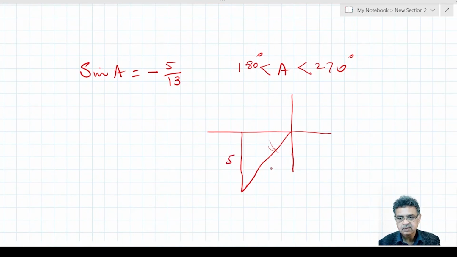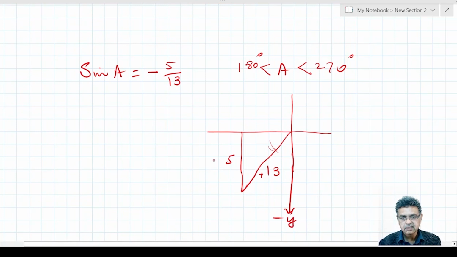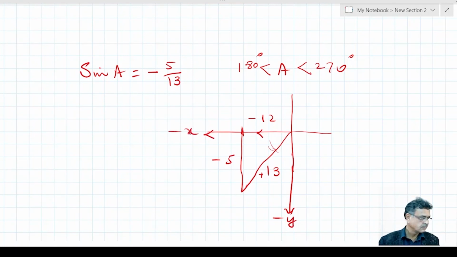This is 5, this is 13, this is always positive, and you know downwards values of y are negative, this is negative. Now applying Pythagoras theorem, you can easily find that this length is 12 till here. Now what should the sign of this value be? That must be negative because x is negative on this side.